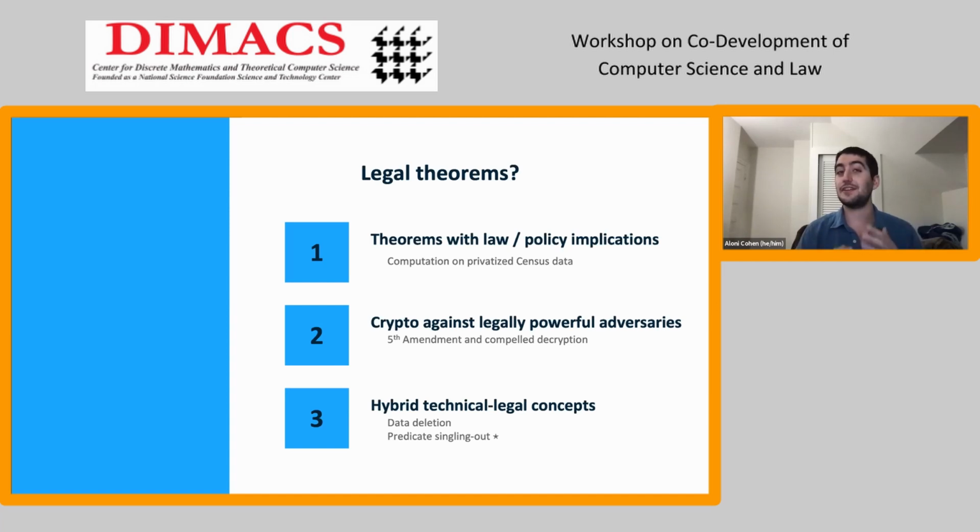And just to be clear, there's other work. I'm only going to tell you about some of the work that I knew about before today. And I'm not claiming that these distinctions are clear cut or that anything is better or worse than the other. So one type of legal theorem is just technical work that has direct law and policy implications. Another type, which Sarah talked about earlier today, is cryptography against legally powerful adversaries. And a third type, which I think is a little bit different, is developing hybrid technical legal concepts. And that's where we'll spend most of the time for this talk.